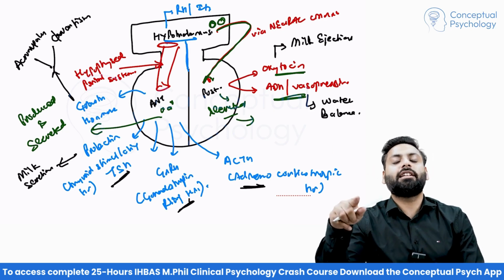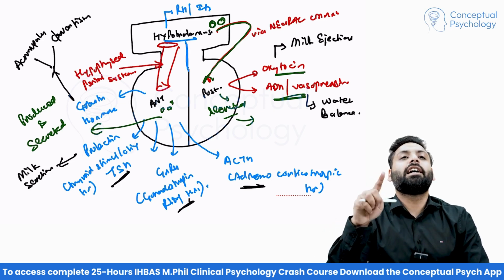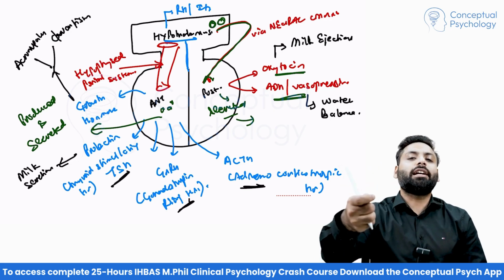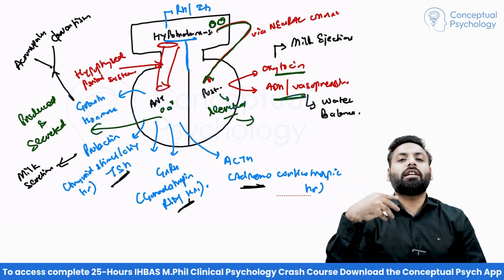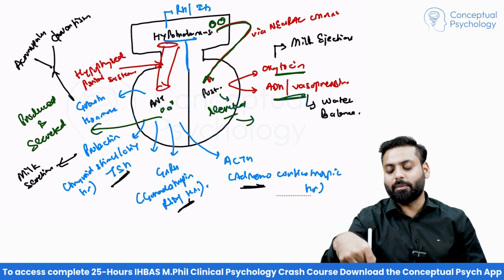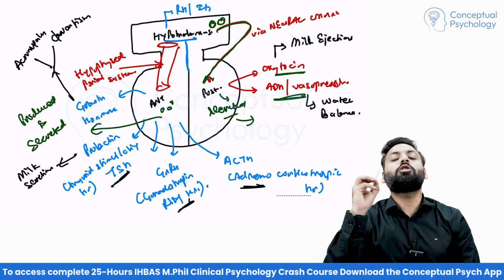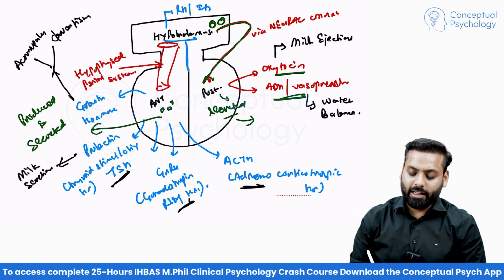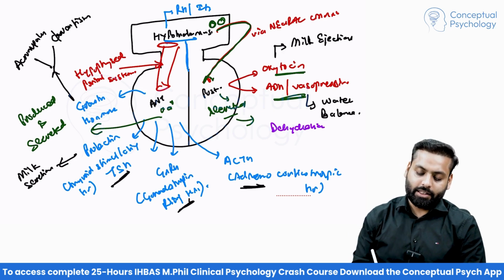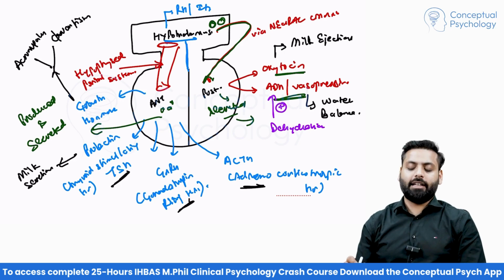And when it gets released, it tells the kidney, please do not let the water go out. So it reabsorbs the water. So the water deficit which was produced in the body starts covering up. Okay, so if they ask you, the stimulus for ADH release is dehydration.